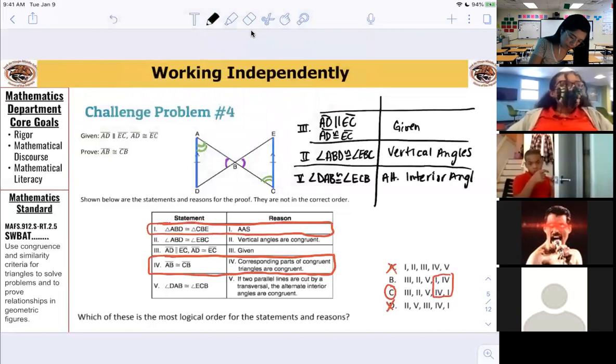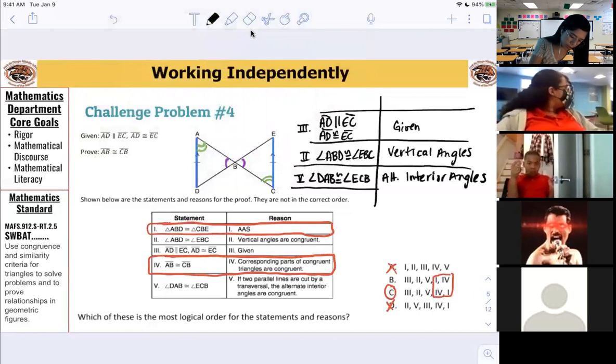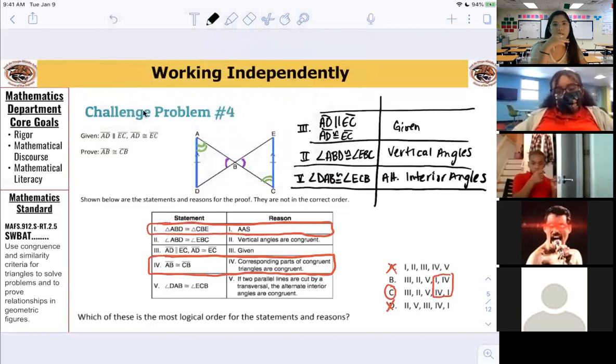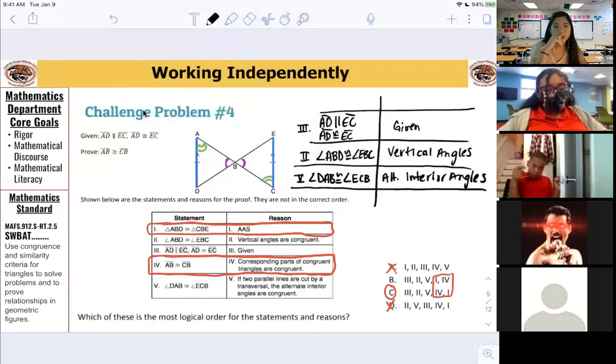Okay. So now we get to this question. Which order do the last two go in? Is it going to be 1 and then 4, or is it going to be 4 and then 1? The answer is we have to look at what we are trying to prove. That AB is congruent to CB. We're trying to prove that AB is congruent to CB. So think about it.